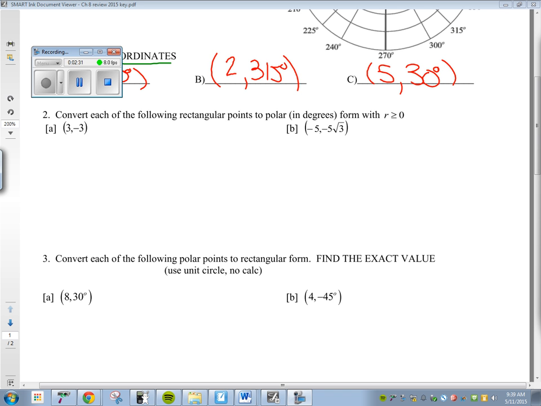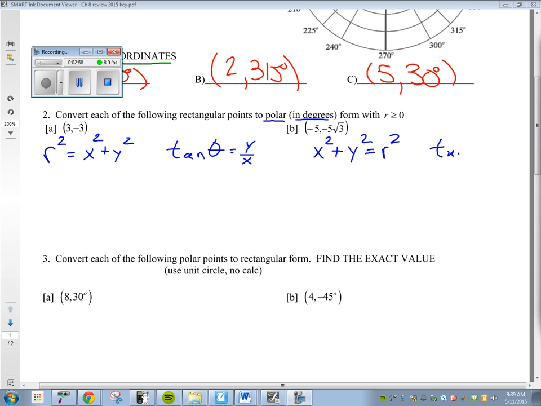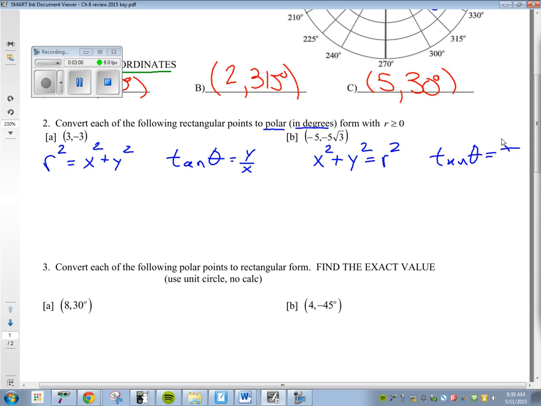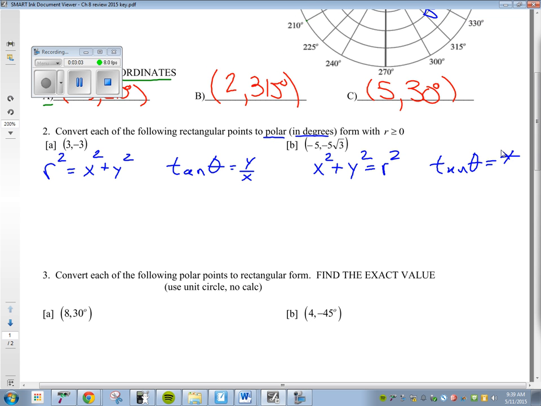Second one, converting each of the following rectangular points to polar. So we want r and theta. That means we're using the 2 equations. r squared equals x squared plus y squared, and tangent of theta equals y over x. This equation will give me r, that equation will give me theta, since I'm trying to get in polar. So I'm going to do that for both of these problems. Those are the equations I'm using when I'm trying to do it in polar form.